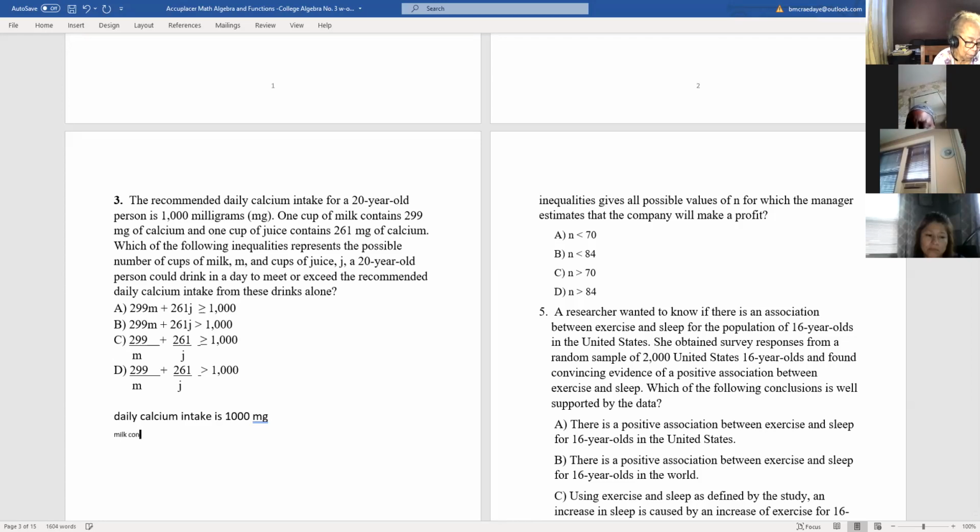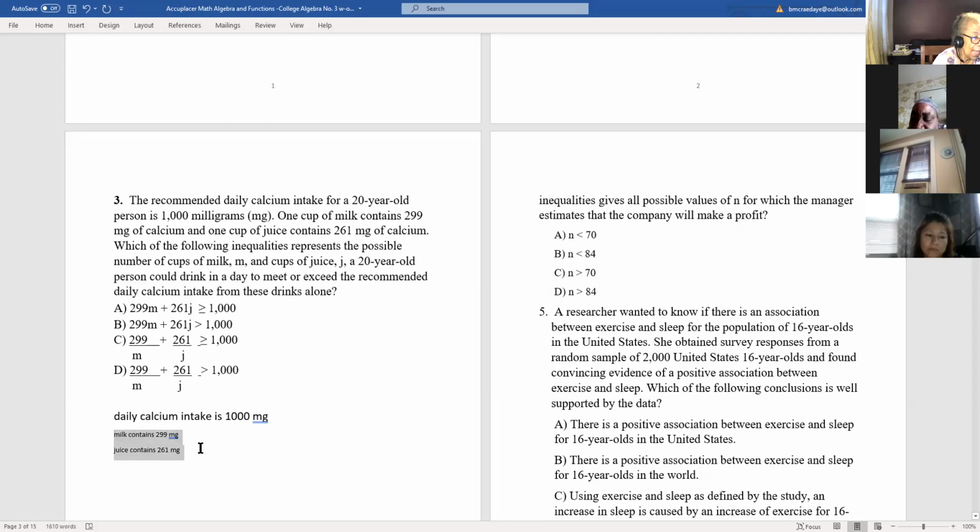299 milligrams of calcium in a cup. We'll just say milligrams. And the juice contains 261 milligrams. Okay.